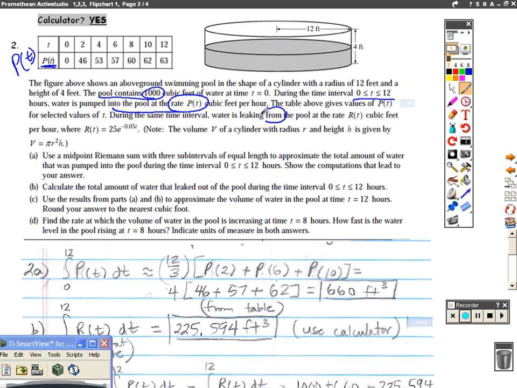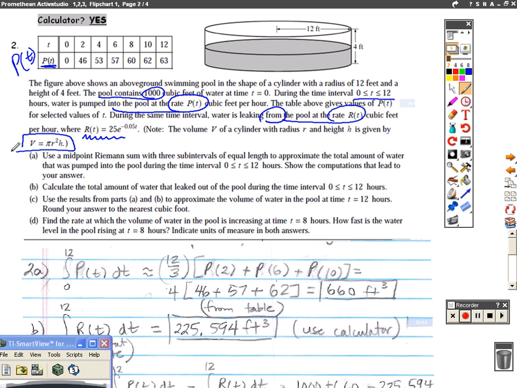So water is coming from the pool at a rate. So the R of T is how much water is going out of the pool. And instead of giving us a table, they give us a function that represents how fast the water is leaving the pool in gallons per hour. They also remind us of the volume of a cylinder. And so that's probably going to come into play at some point.